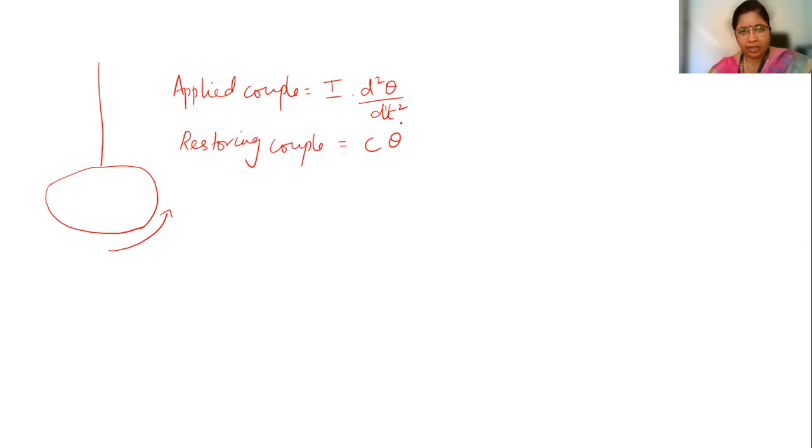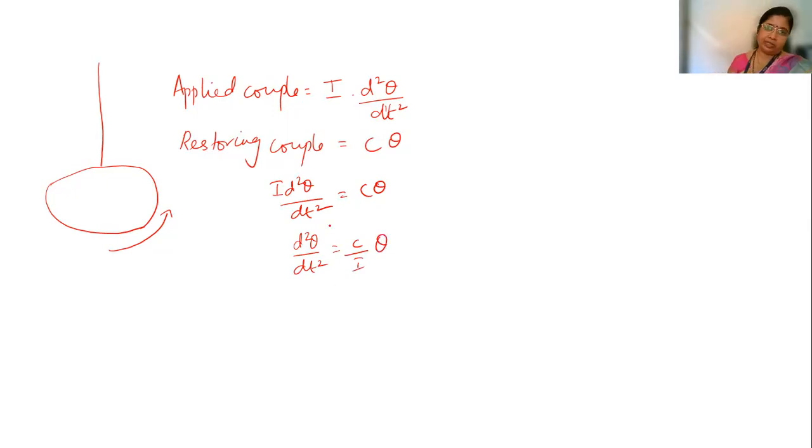So we know this restoring couple is fighting against this applied couple. So at equilibrium, both should be equal to each other. So what do we write here? We write I d square theta by dt square is equal to c theta. Why? I have not written this here, but at equilibrium, these two are opposing forces, right? At equilibrium, the applied couple is equal to the restoring couple. So I d square theta by dt square is equal to c theta, or I could write d square theta by dt square, which is the acceleration, is equal to c by I into theta. So this is one expression I have.